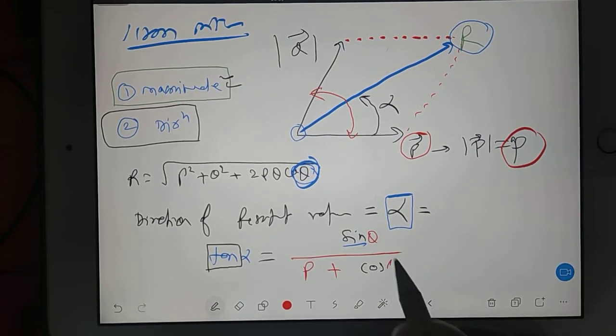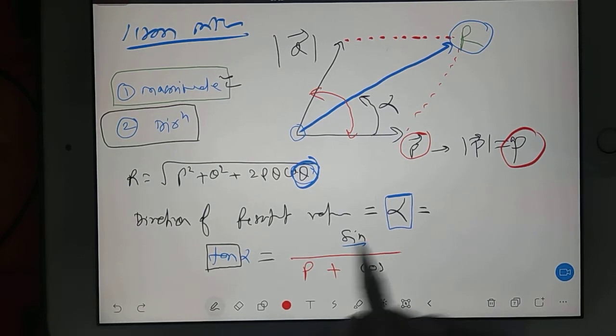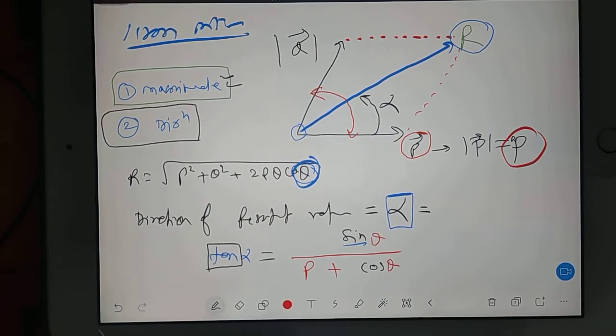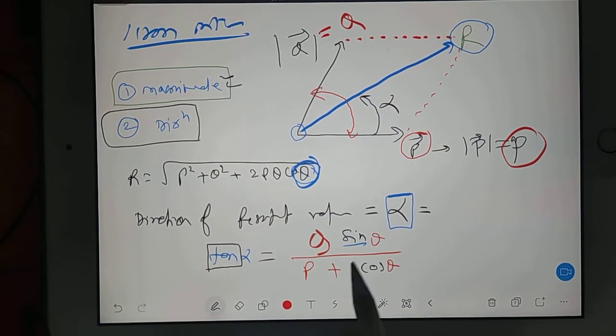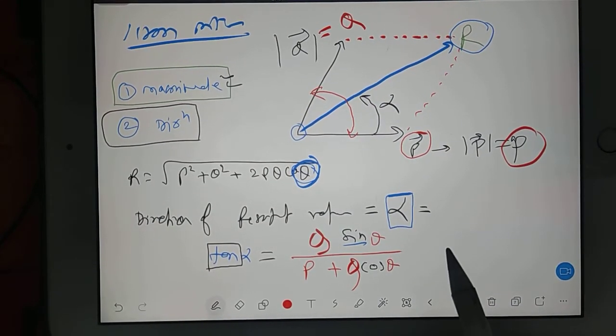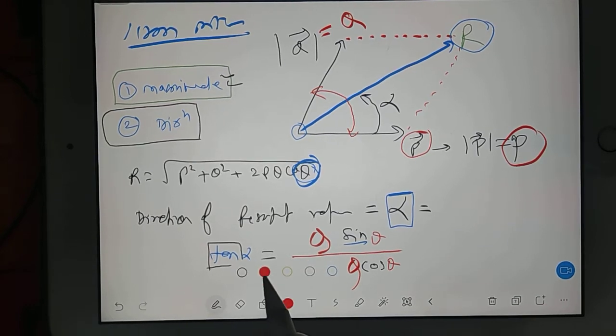So put here theta, put here theta. It is theta, guys, actually. Okay, now q is also remaining. So put here q and put here q. Don't be confused with theta and q. Right? So this is how you will calculate direction of any vector.